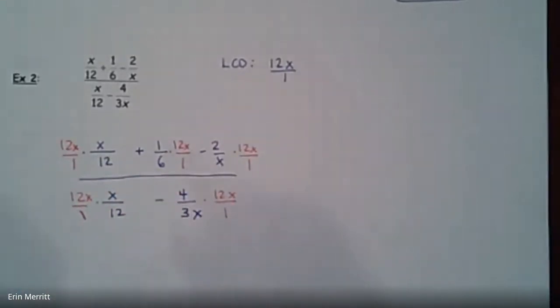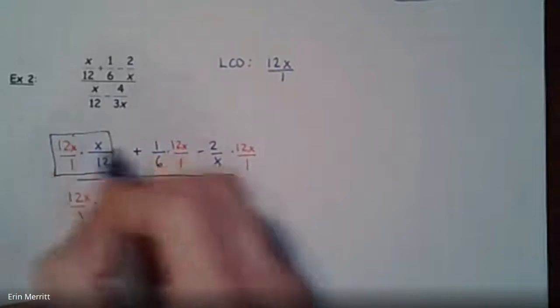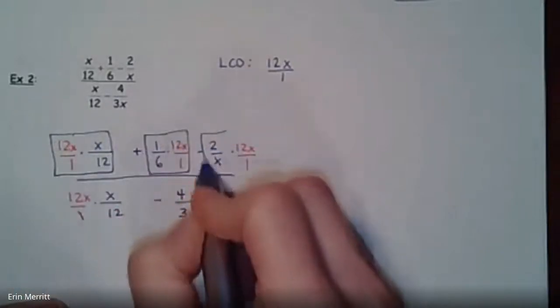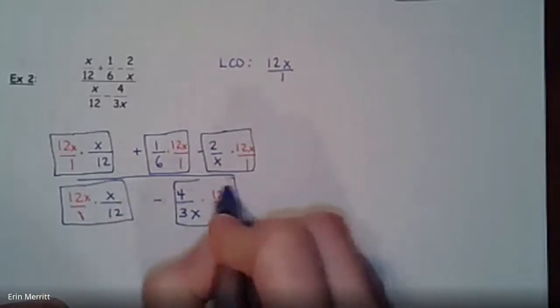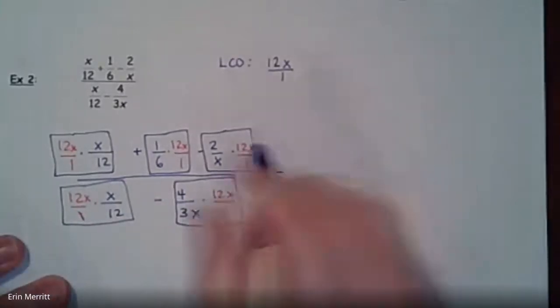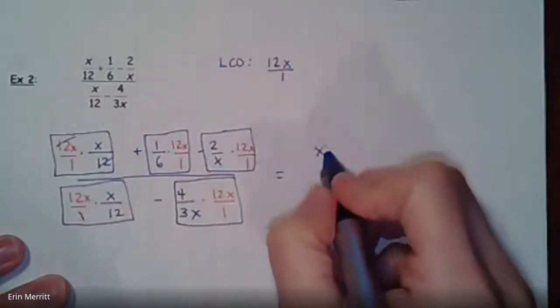And then our goal, we now have 5 little mini fractions to simplify here. I want every denominator gone. So these 5 are what we now have to clean up. All right, first one, 12s cancel. I'm left with x times x, or x squared.